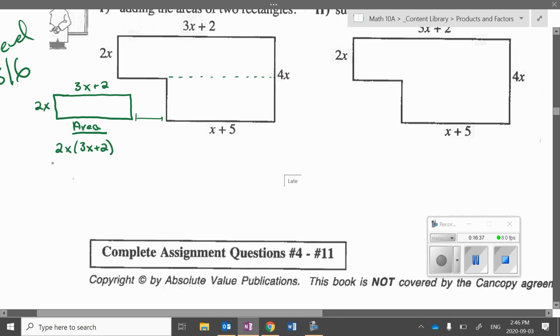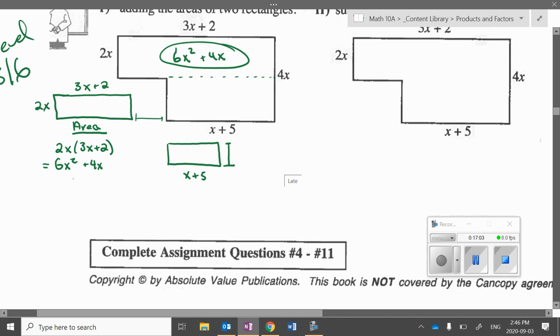Okay, so when I'm doing the area of my top rectangle, I get 2x times 3x, which gives me 6x squared. 2x times 2 gives me plus 4x. So this area is equivalent to that. The second area is a little bit trickier, though. I know it's x plus 5 long. Do I know that measurement? Go ahead.